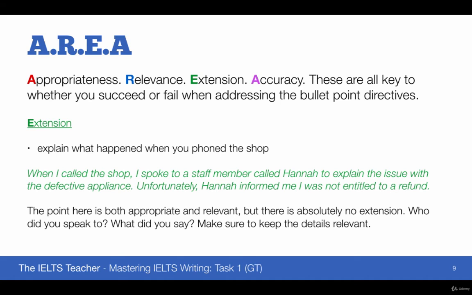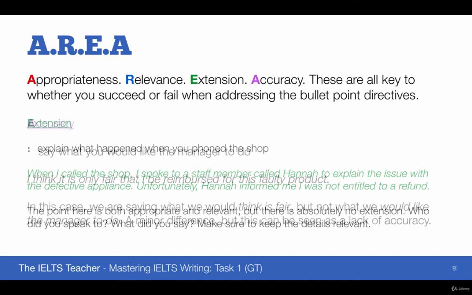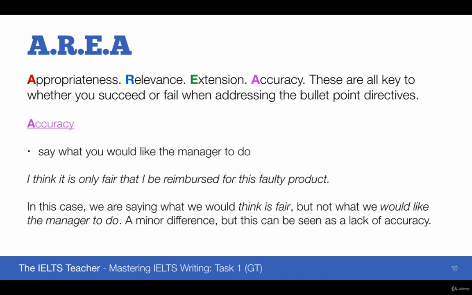And then we can explain what we said. We explained the issue with the defective appliance. So now we have appropriateness, we have relevance, we have extension. Let's finally consider the idea of accuracy. So final bullet point, say what you would like the manager to do. We have the sentence, I think it is only fair that I be reimbursed for this faulty product. So in this case, we are saying what we would think is fair, but not specifically what we would like the manager to do. And that is an important difference.